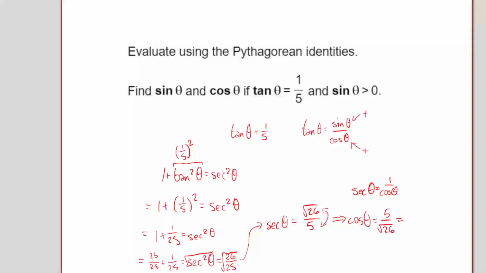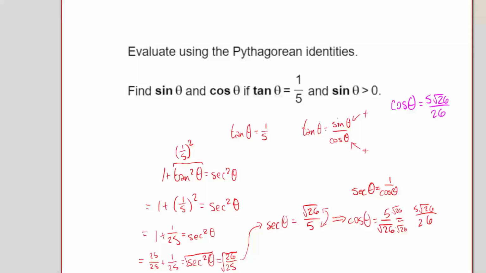But most of the time we will be asked to rationalize the denominator, or get rid of the square root on the denominator. So we'll have to multiply by the square root of 26 on the top and bottom. And we'll get 5 times the square root of 26 over 26, which is our cosine value. So I will just write that cosine of theta is equal to 5 times the square root of 26 over 26 at the top here.